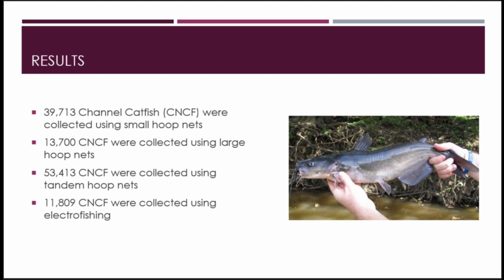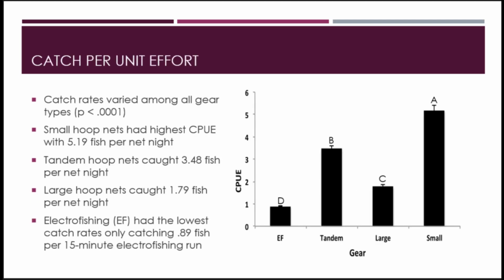So overall, from 93 to 2018, we collected down near 40,000 channel catfish using the small hoop nets, and then 13,000 using the large hoop nets. And those in combination, of course, come up to 53,413 channel catfish that were caught using that paired deployment setup. And electrofishing collected about 12,000 catfish.